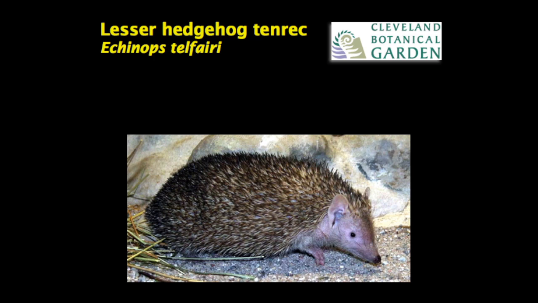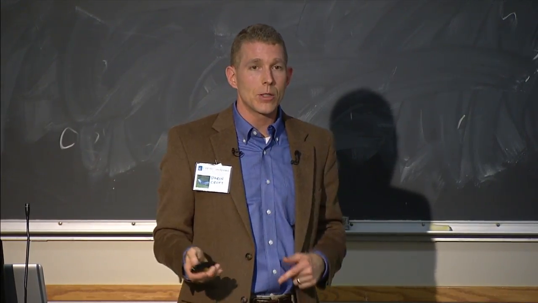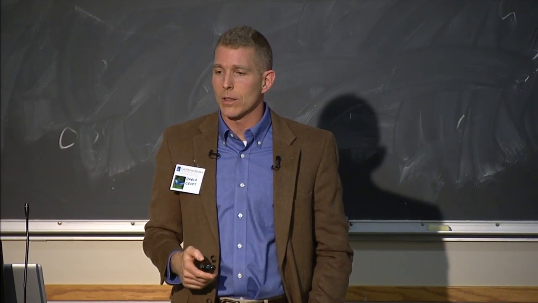This is also a close one that you can see: the lesser hedgehog tenrec, Echinops telferi. You can see why it's called a hedgehog tenrec, because it looks like a hedgehog. If you go to the Cleveland Botanical Garden, go to their Malagasy area, the Madagascar desert, and there's a little cubicle down there, and you can check this animal out.